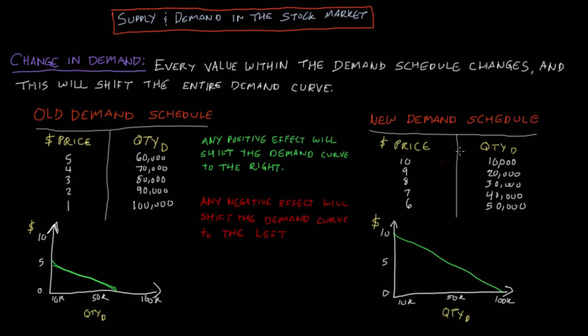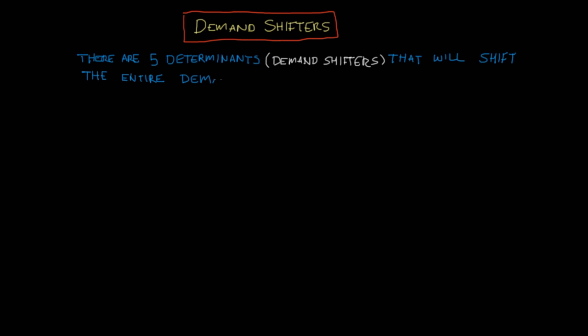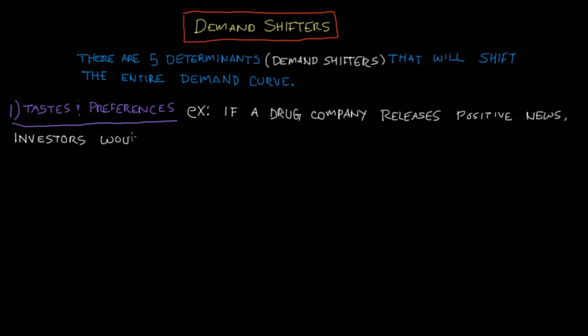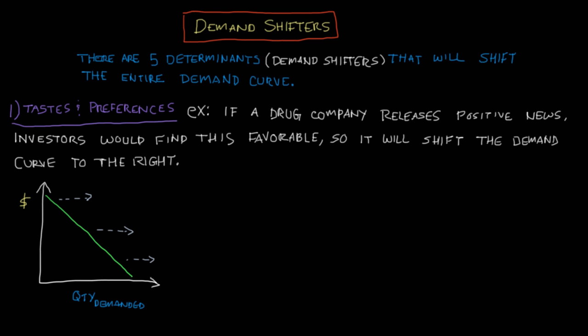So, what constitutes a positive or negative effect? Now, in economics, you learn that there are generally 5 determinants which shift the entire demand curve. The first is taste or preferences. This determinant will shift the entire demand curve based on the tastes or preferences of a particular stock. For example, if our drug company just released positive news that they had just cured cancer, well, investors would find this to be very favorable, and so our demand curve will shift to the right because it is a positive effect. Investors and traders will dedicate preferential interest in the company, thus shifting the curve to the right.